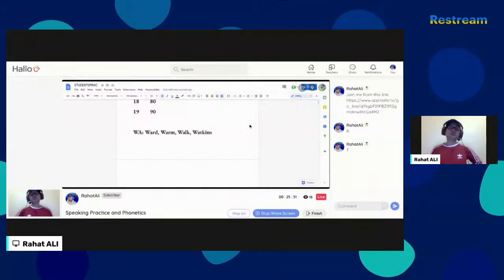So ward, worm, walk, Watkinson. That's the name of the guy, an English name. Watkinson. Okay, once again, guys, WA in the English language, the surprising part is that WA sounds like or, not wa. This is the sound. You didn't believe me, right? Write it in the dictionary and then listen to it.